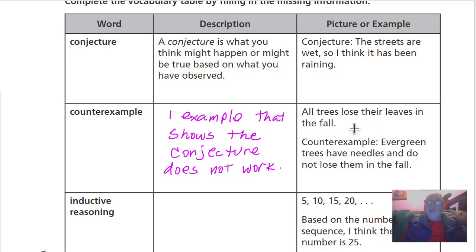So all trees lose their leaves in the fall. The counterexample would be evergreen trees have needles that are leaves and do not lose them in the fall. So this one counterexample basically shows that this is not a true statement.